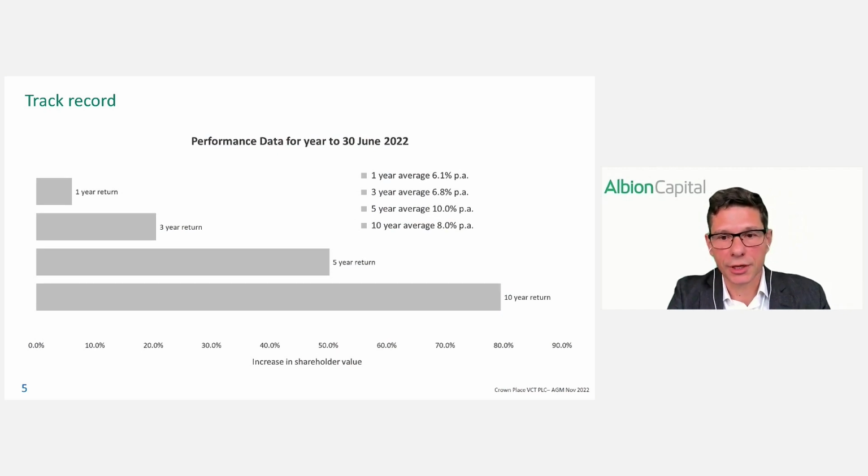This slide shows the track record of Crown Place VCT over different time horizons. I mentioned the 1-year return of 6.1 pence per share. Over 3 years, the company produced 6.8% per annum return, and over 5 years, 10% per annum. The 10-year return was 8.0% per annum on average. We have discussed in the past that a VCT should be seen as a long-term investment, and therefore the medium to long horizon returns are the ones that shareholders should really focus on. I'd just like to make it clear that these percentages and return values are based on the £1 investment received by the company and don't take account of any tax reliefs that the shareholders have received.